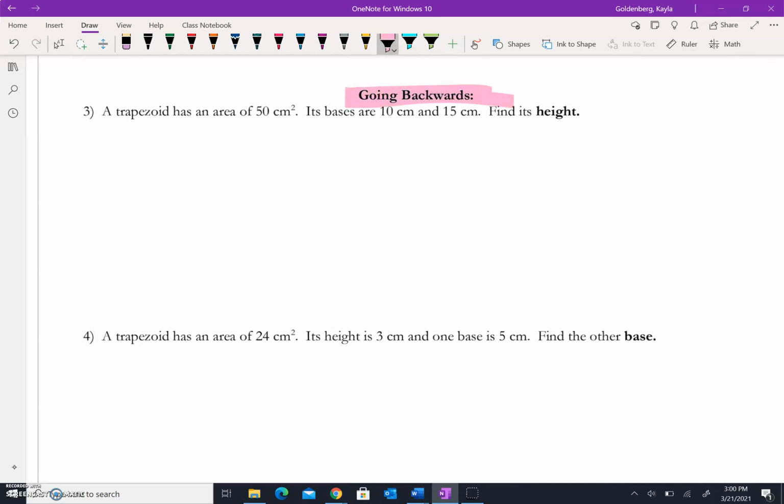These are what I call going backwards. This is where I'm going to tell you certain details and ask you to backtrack and find other information. So I'm going to draw a random trapezoid. I'm going to mark that these sides are parallel. It tells me one base is 10 and another base is 15. It tells me we're looking for the height, but we already know the area. So this is what I call working backwards.